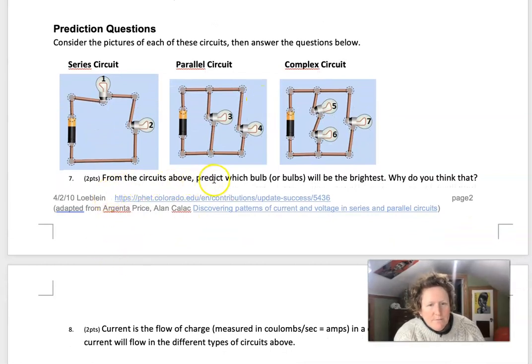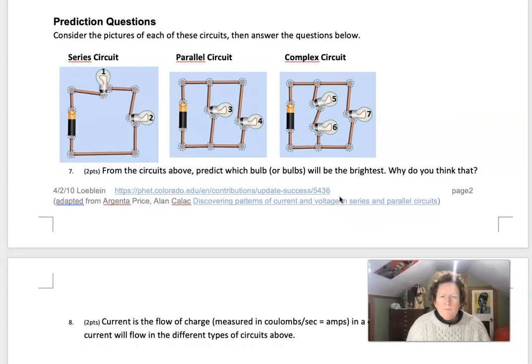From the circuits above, predict which bulb or bulbs will be the brightest. Why do you think? So based on what you know about parallel and series circuits, pick whether you think bulb 1, 2, 3, 4, 5, 6, or 7 will be the brightest. Or you could say like 5 and 6 or 3 and 4 are the brightest. You could pick a couple if you want, and tell me why you think that.